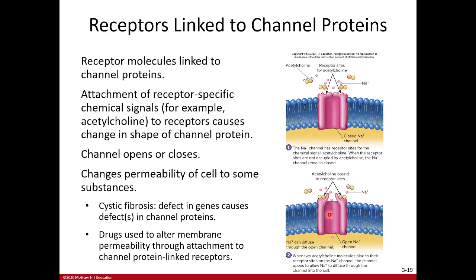Now, some receptors have molecules that they have to connect into a specific area. Like in this case, you have these receptor sites for acetylcholine. So when acetylcholine, which is a neurotransmitter, binds into this area, then you open the gate for sodium, and sodium will enter into the cells. So you change the permeability, or how many substances will enter into the cell, by having this type of proteins.